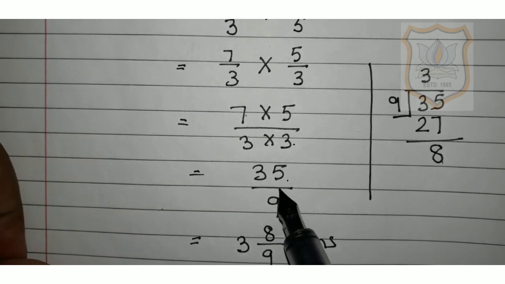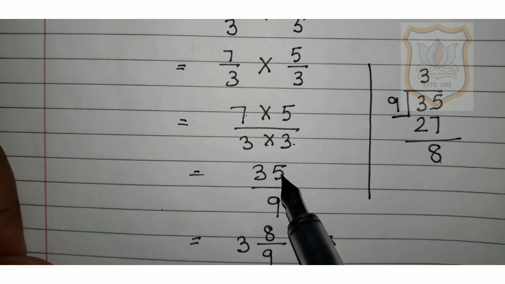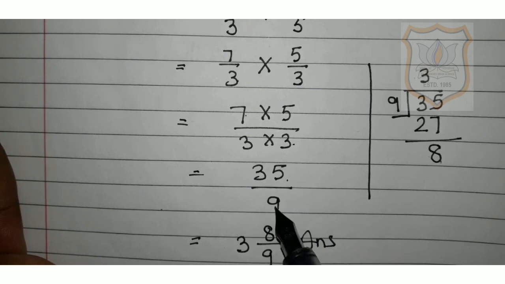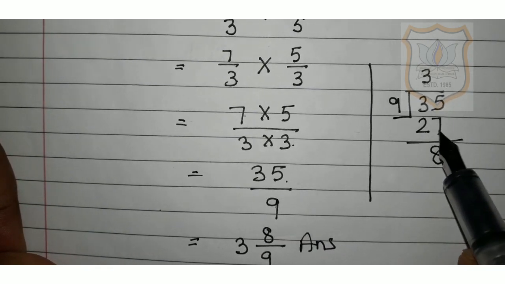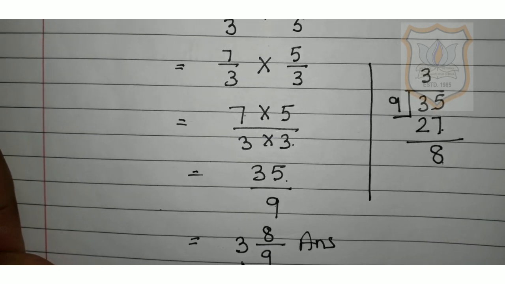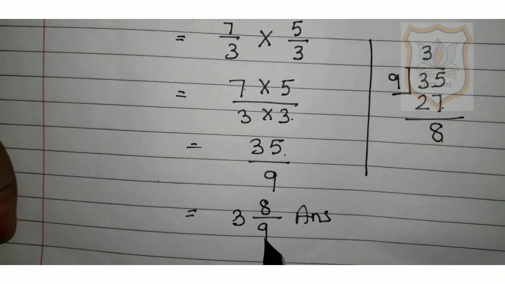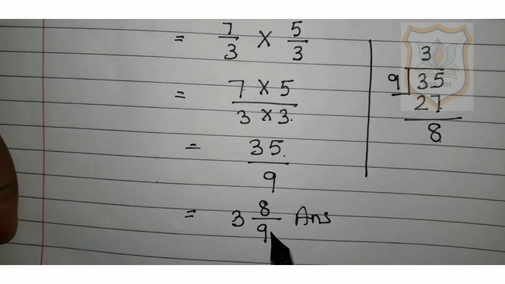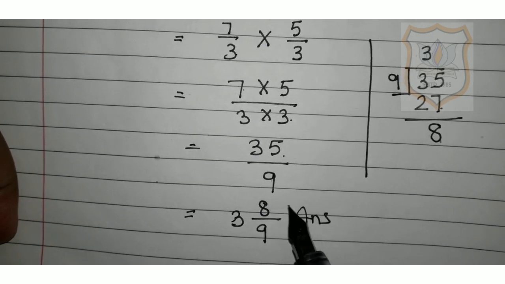Now we will convert this improper fraction into a mixed fraction by dividing 35 by 9. 9 3s are 27. Our mixed fraction will be 3 integer 8 upon 9. And this is the answer of the fourth part of question number 4.